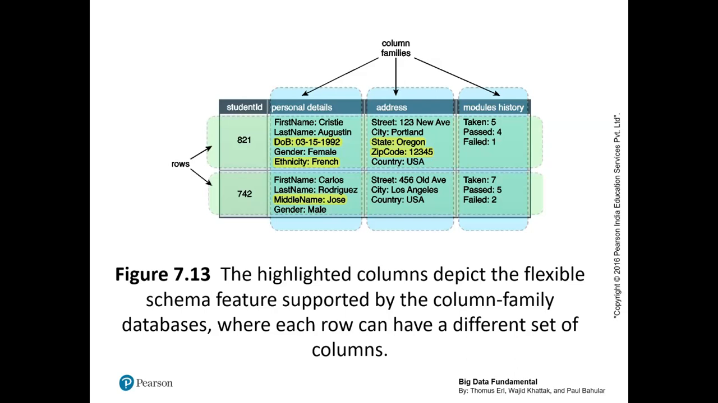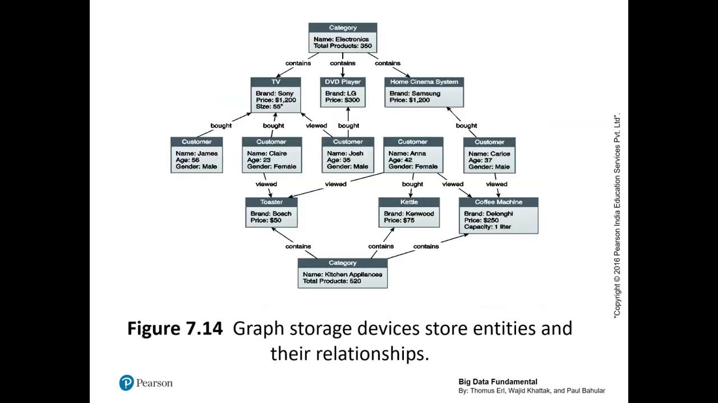Here, the highlighted columns depict the flexible schema feature supported by the column family database, where each row can have a different set of columns. So you can see over here that there is a high variation. The personal detail column is different from the one above. The address is different, and in this case the module history is the same.